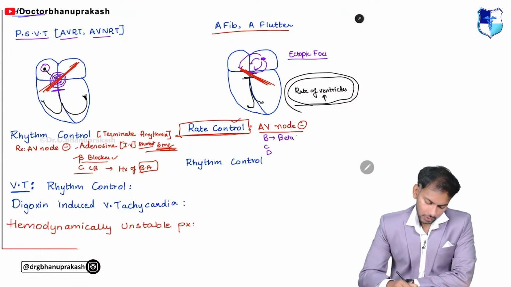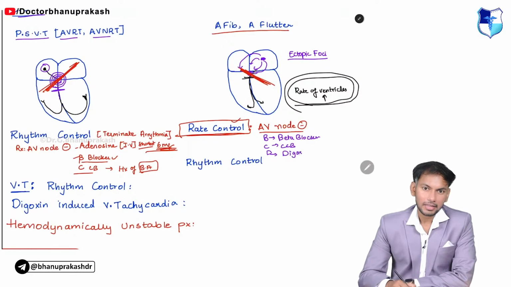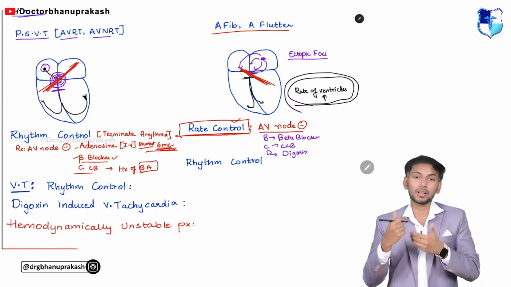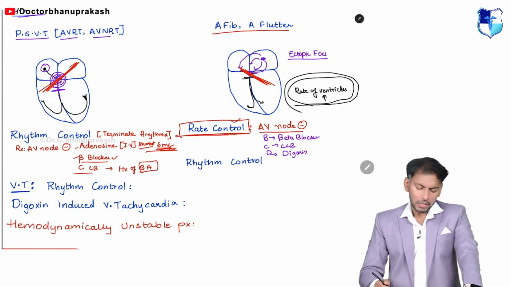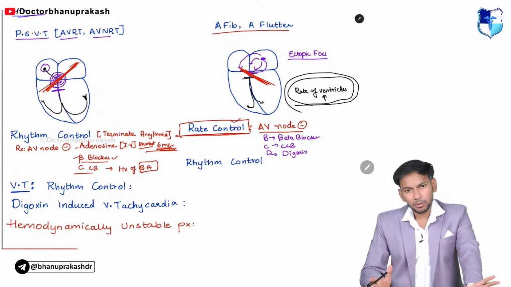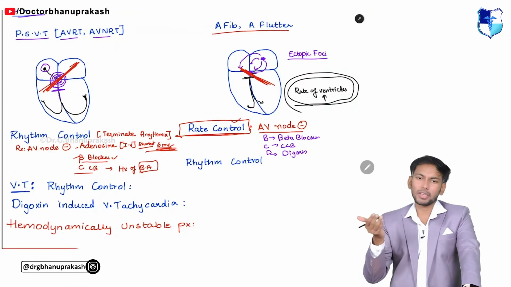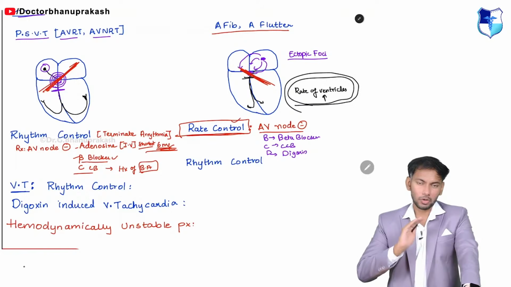B is beta blocker. C is calcium channel blocker. D is digoxin. Did you understand? Beta blocker, calcium channel blocker and digoxin. Now, if you see here carefully, you might have seen in the questions, in an atrial fibrillation question, they will ask you which drug can be used to control the rate. That is beta blocker. Always beta blocker.